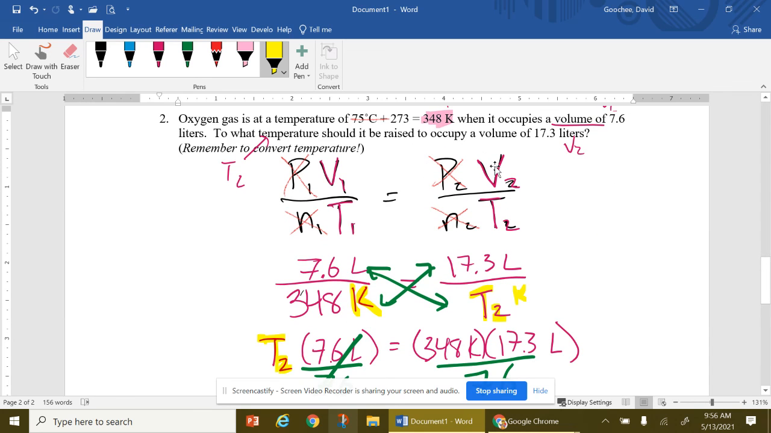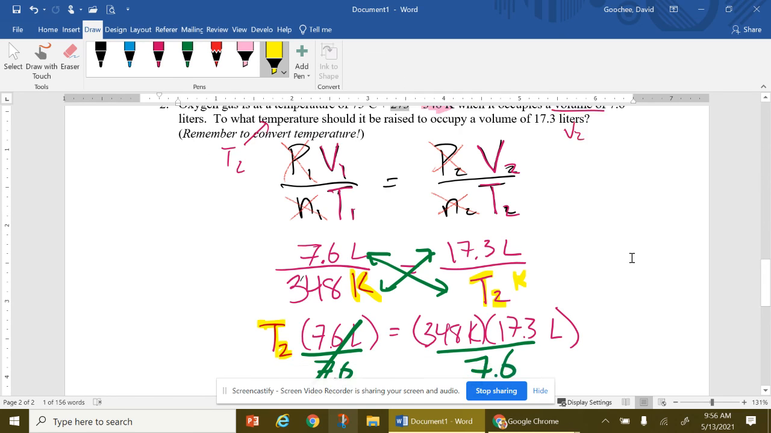Pro tips. The two things you have to remember are temperature must be in Kelvin. If you see any temperature in Celsius on the worksheet, first thing you do when you open it up, go through, look for all the Celsius temperatures, add 273 to make them Kelvin.